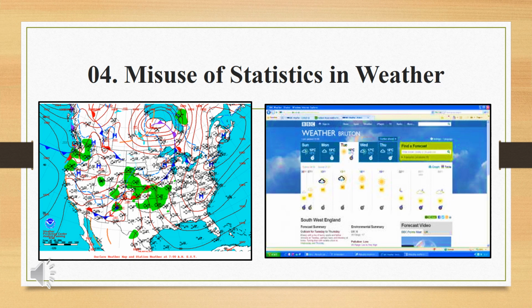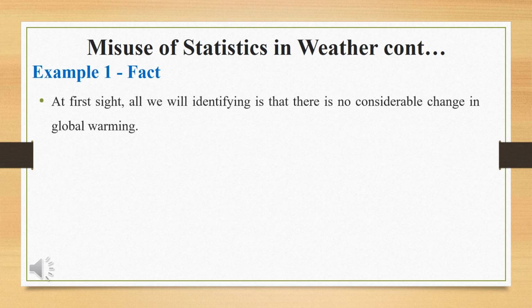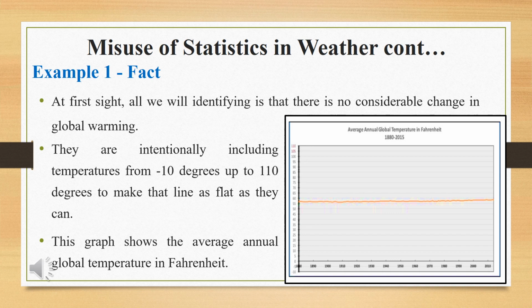Another crucial area of misusing statistics is weather. Surprised? Probably. But how? Take a look at this graph of global warming data from the National Review. They are intentionally including temperatures from minus 10 degrees up to 110 degrees to make that line as flat as they can, or to push an idea that global warming is not real.